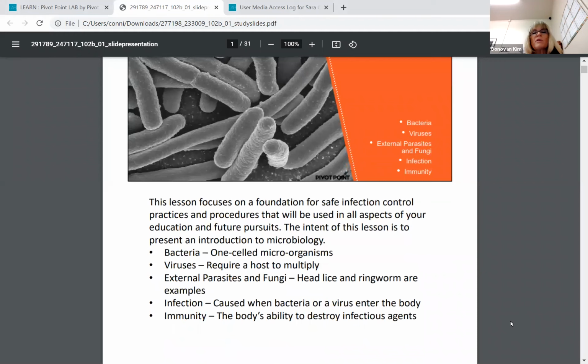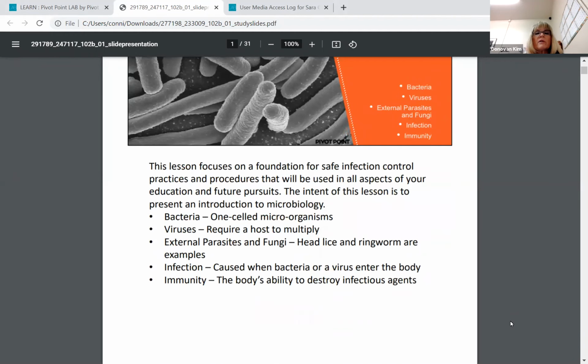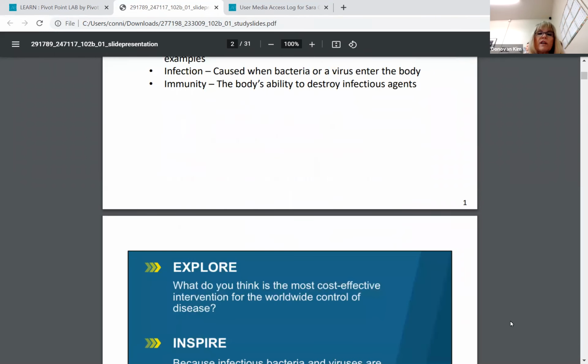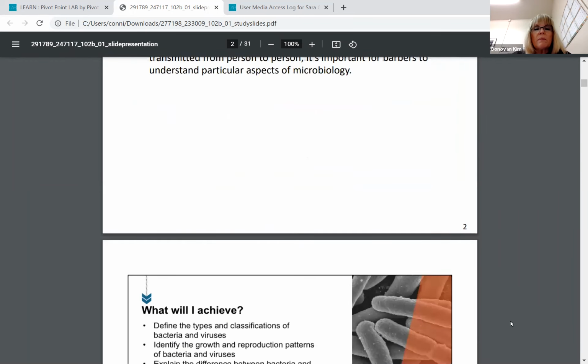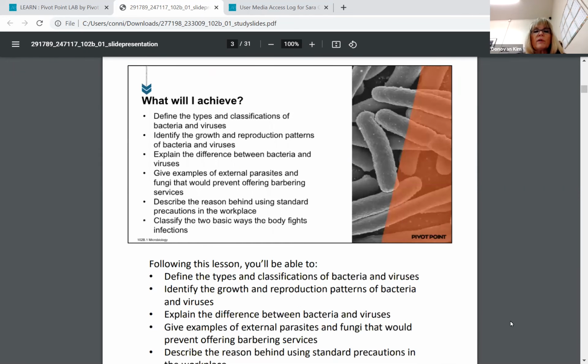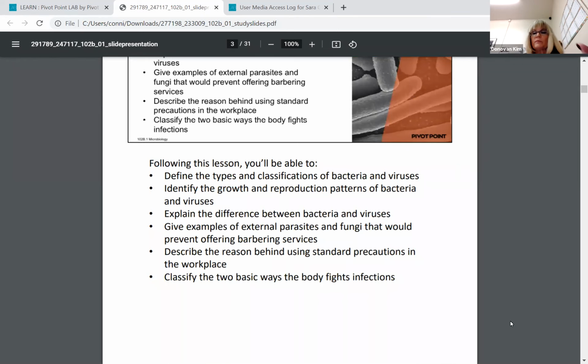chapter. So some of the terms that you're going to need to know are bacteria. Bacteria means a one-celled microorganism. Viruses require a host to multiply. External parasites and fungus, like head lice and ringworm, are examples of parasites and fungal parasites. An infection is caused when a bacteria or virus enters the body, and immunity is your body's ability to destroy the infectious agents. You need to know the definitions of these terms, because these are easily transmitted from one person to another. It's important that we know how they multiply and how we can not spread these around the shop.